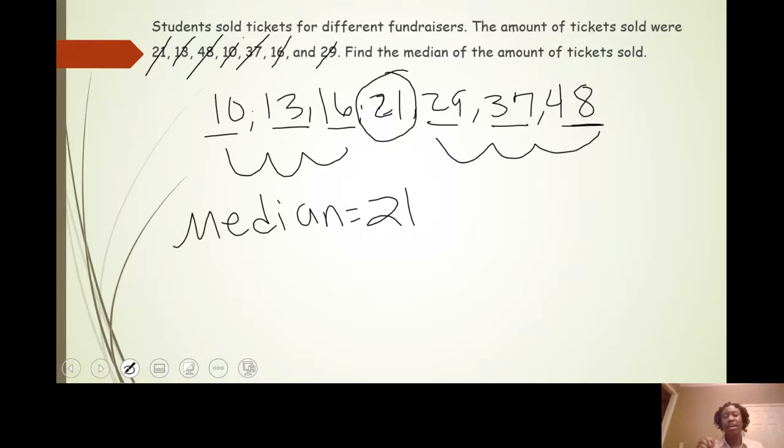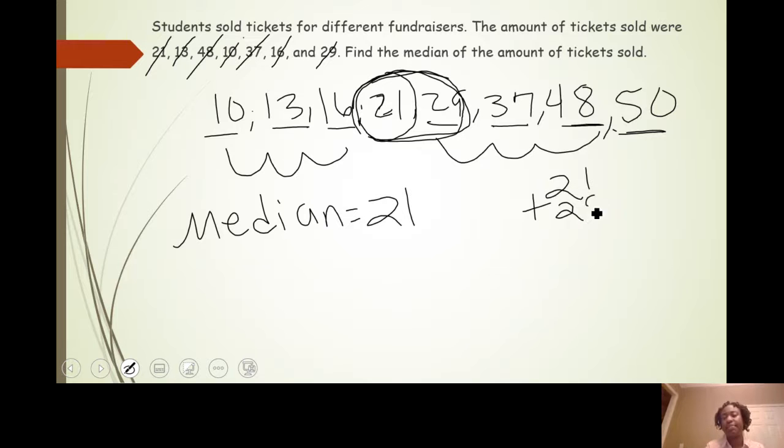And again, like we talked about in the example, if I had, let's say 50 here, well, that would make me have 2 middle numbers. And what do I do if I have 2 middle numbers? Find the average or the mean. So 21 plus 29, 50, and I'm only dealing with 2 numbers.